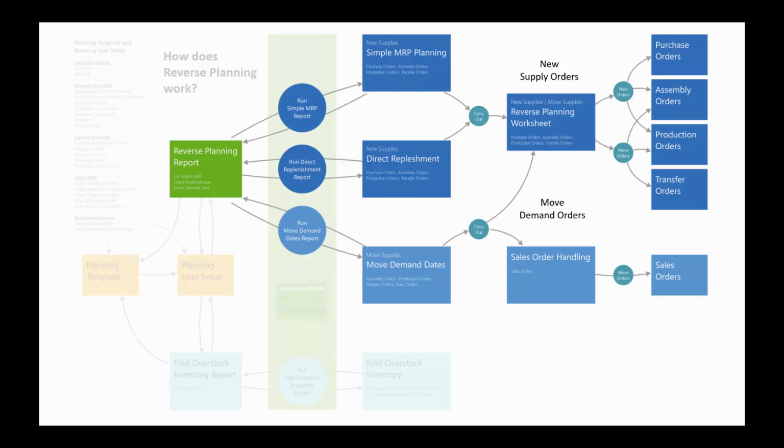And we can even make new supplies with direct replenishment that you cannot do in the normal planning. You can only create new supplies with the normal MRP planning if you actually have requirements. And we can move demand orders. Those are the two things we do in reverse planning in this area of the app. Let's see the difference in Standard Business Central.